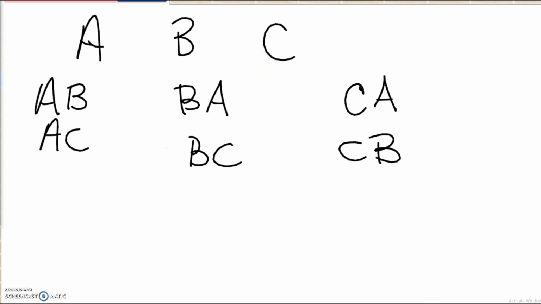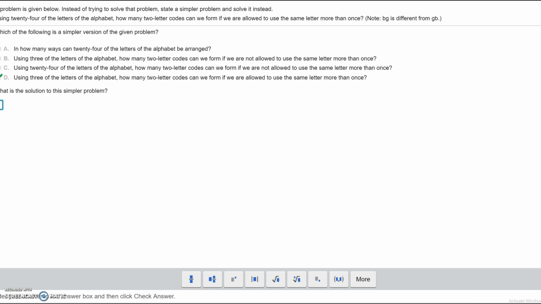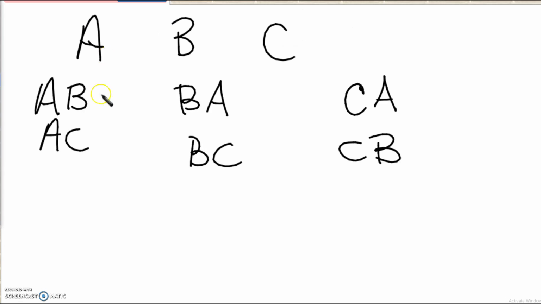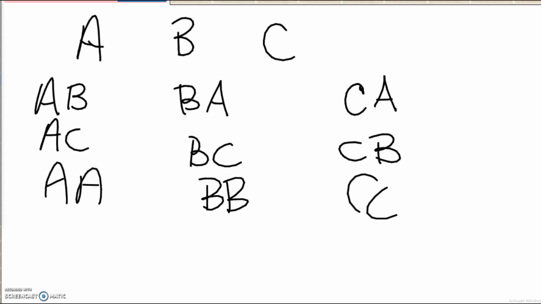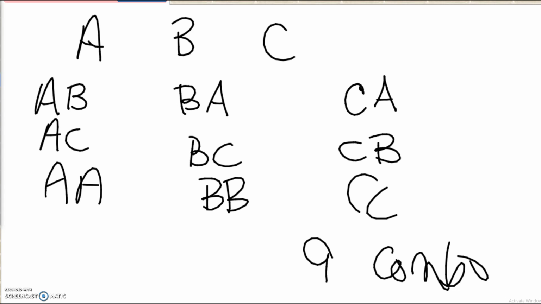If we go back to the problem, it does say that we can use the same letter more than once. I don't know if you can see it right here, but we can use the same letter more than once. So let's go back and look. We could use an AA, we could use a BB, we could use a CC. And then how many 2-letter combinations do we have? We have 3 squared, or 3 times 3, and that means we have a total of 9 combos.